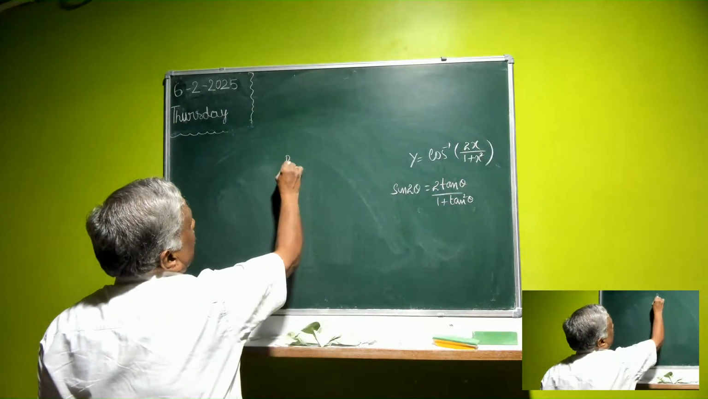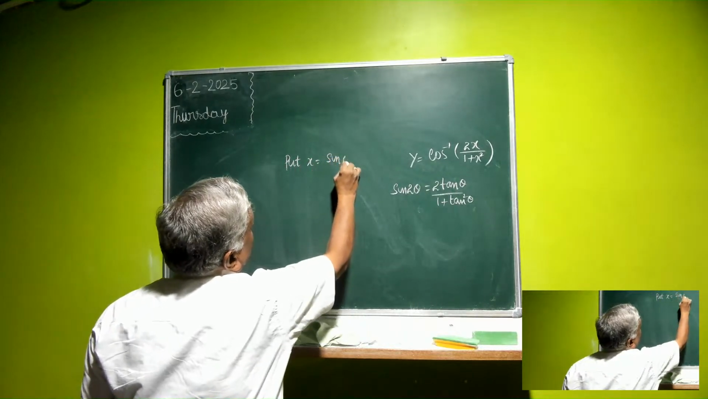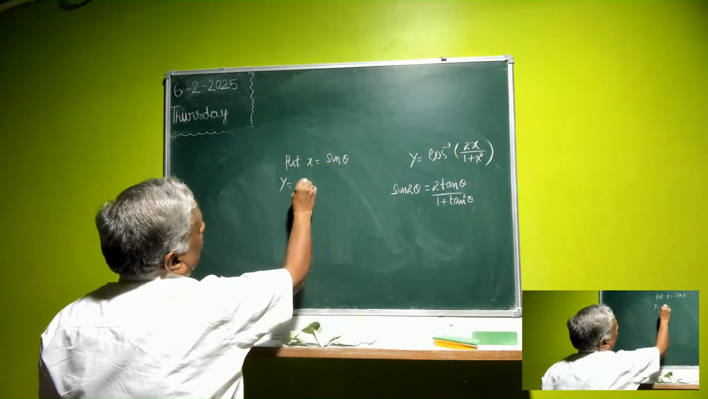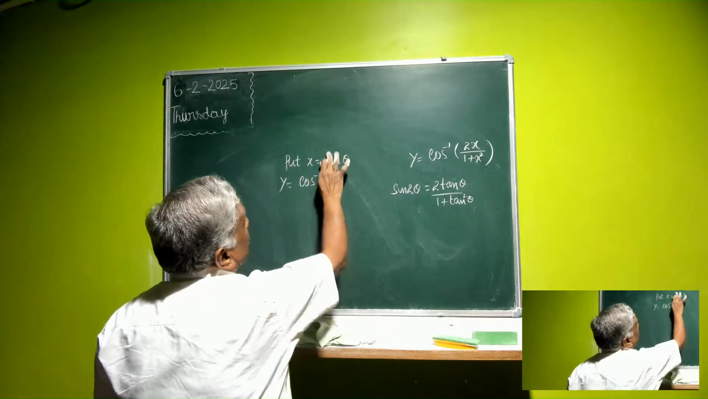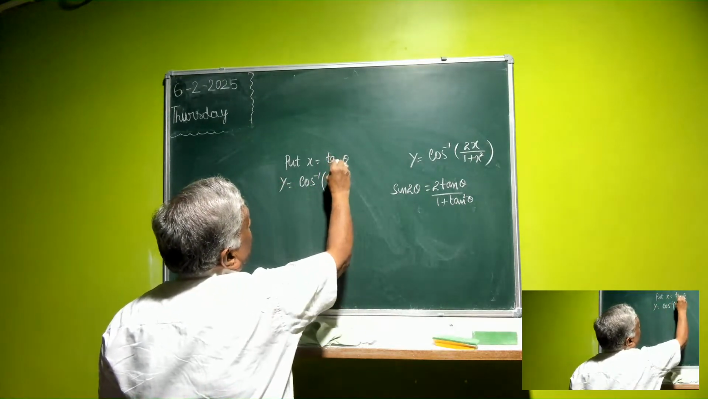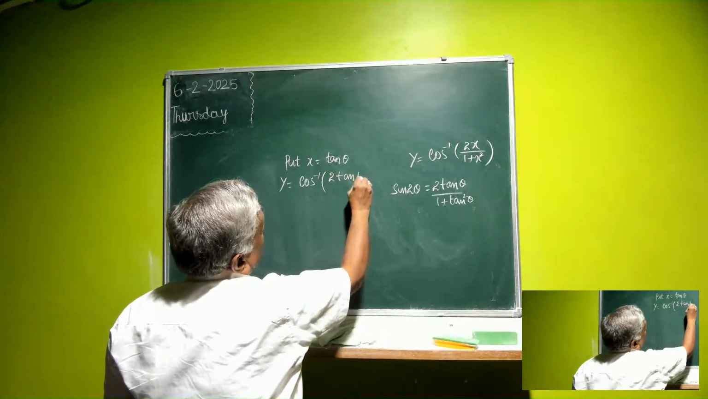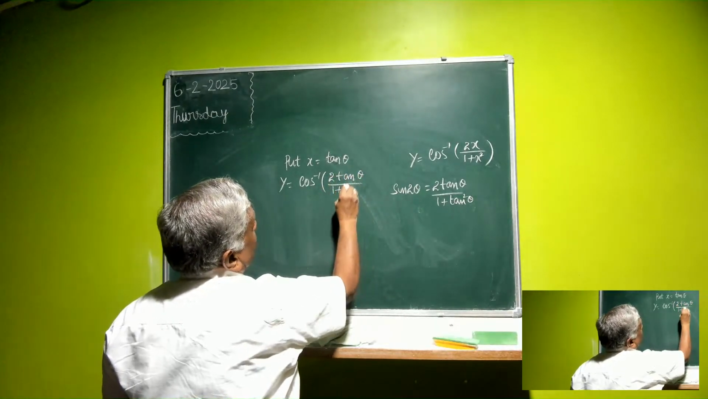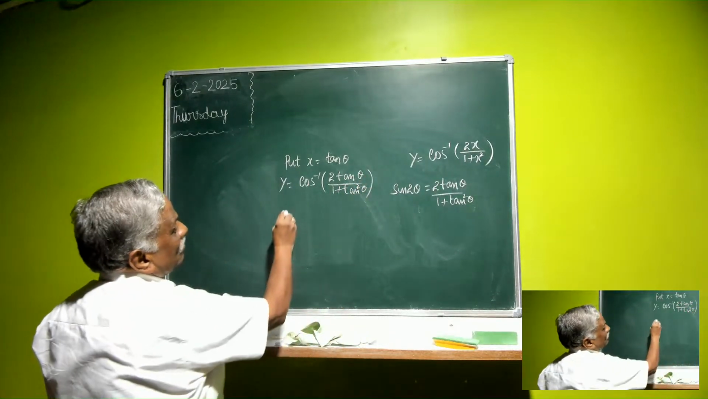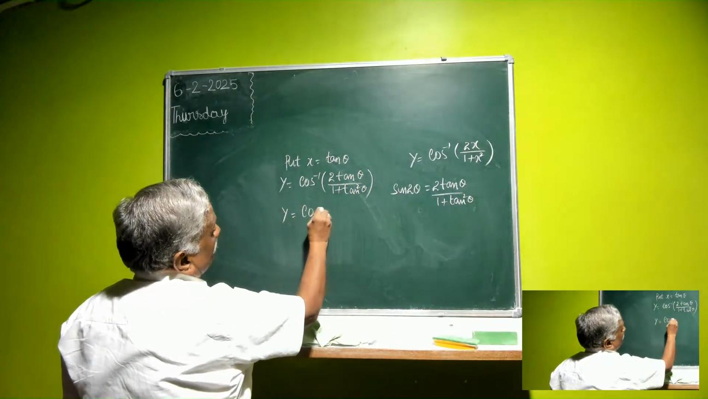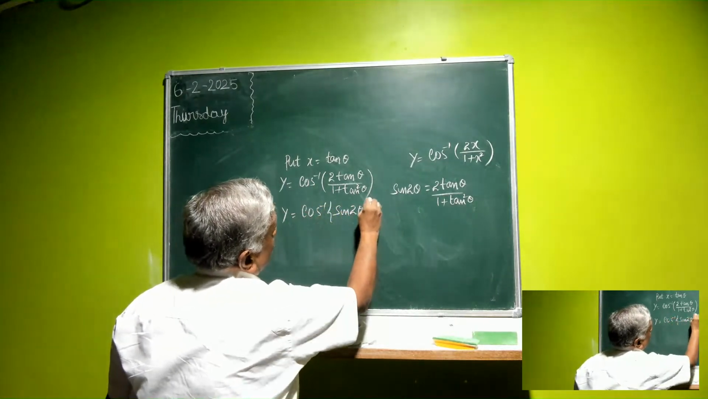Put x is equal to tan theta, because we are using this formula. You get y is equal to cos inverse of 2 tan theta over 1 plus tan square theta. So y is equal to cos inverse of sin 2 theta.